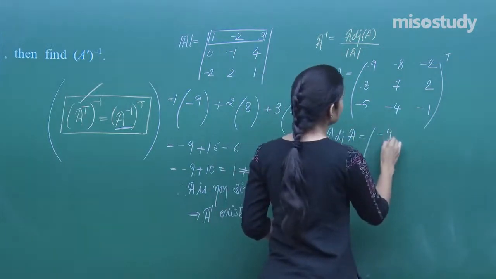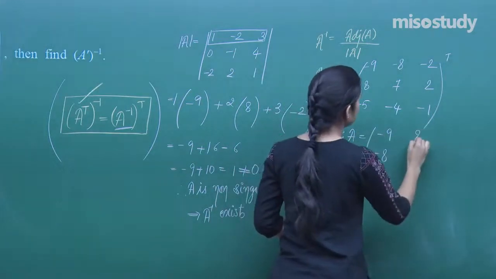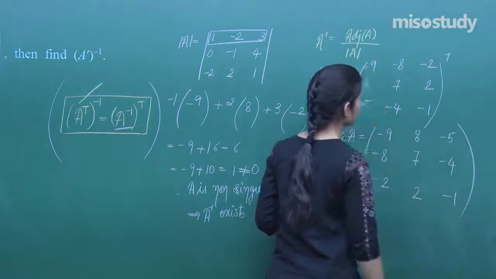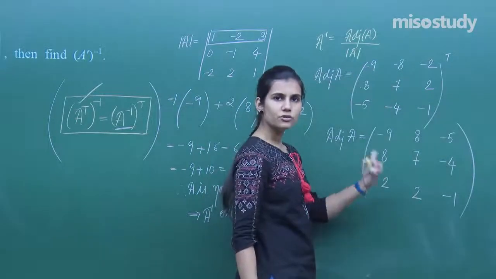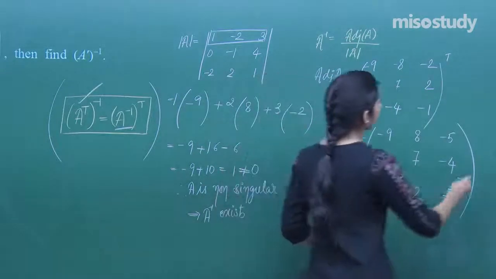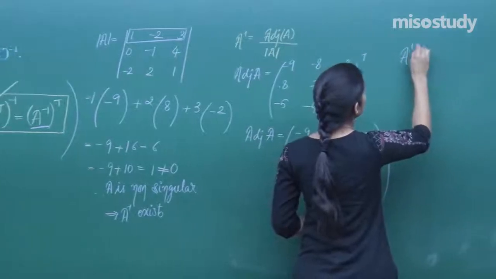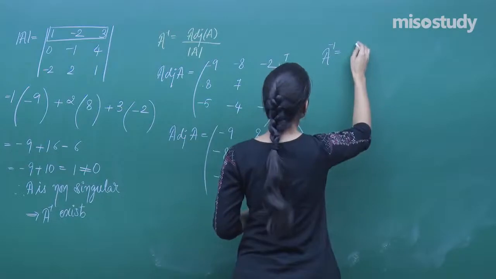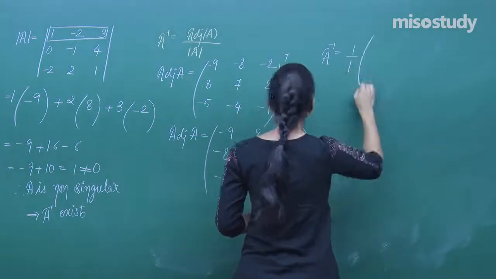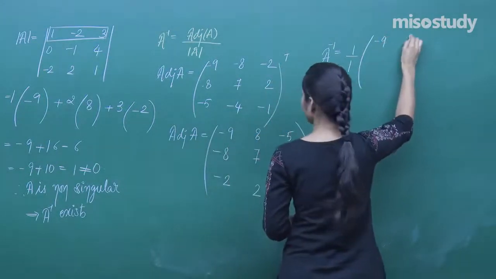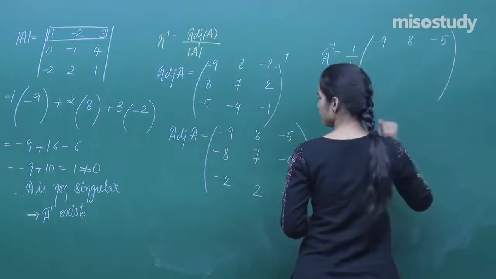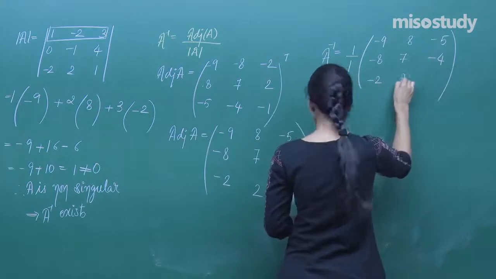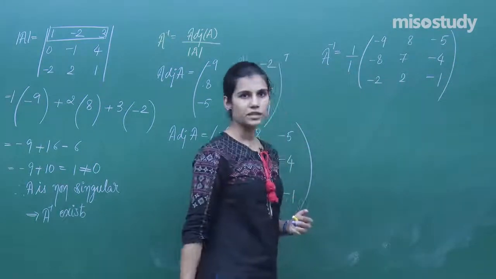Adjoint of A is now -9, -8, -2, 8, 7, 2, -5, -4, -1. First row becomes first column, second row second column, third row third column. So inverse of A is adjoint of A upon determinant of A. Determinant of A was 1 only, so I am getting 1 upon 1, and this particular matrix, that is -9, 8, -5, -8, 7, -4, -2, 2, -1. This is A inverse.